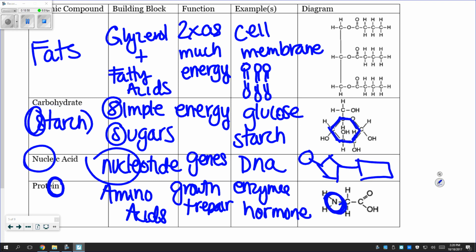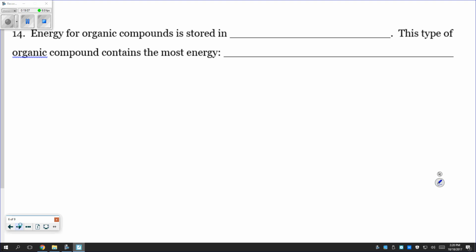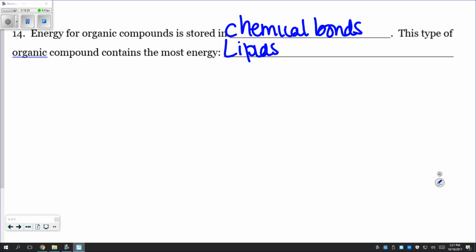If we are looking at the next question, number 14, we kind of covered this when we just talked about fats and carbohydrates. It says energy for organic compounds are stored in blank. Remember that energy is going to be inside of the chemical bonds. This type of organic compound contains the most energy. That's going to be lipids or fats. Remember, those are synonyms for one another.